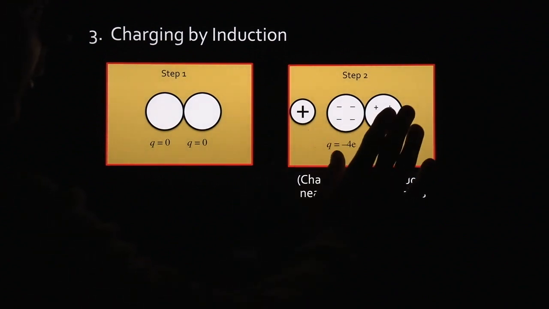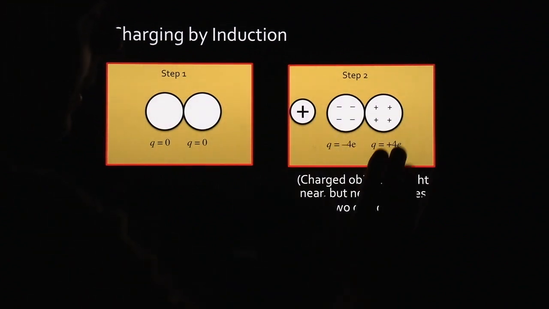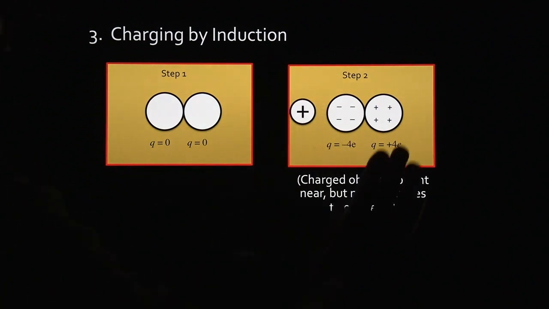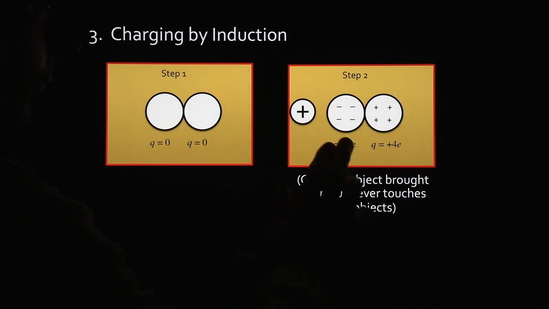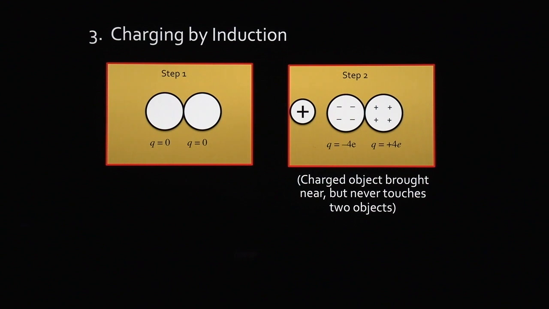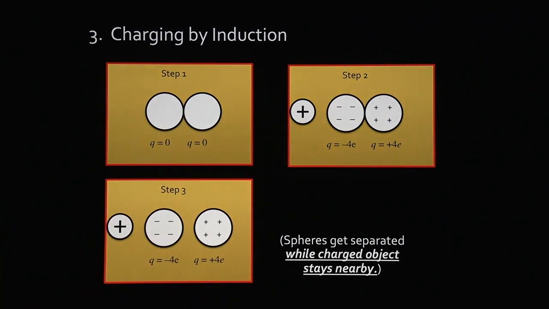And what will happen is some of the electrons from this sphere over here get attracted over because they're attracted to that positive, and they leave 4 protons without partners. So now this has 4 extra electrons. This has 4 protons that lost their electron partners. So the charged object is brought near, but it never touches the 2 objects. That's step 2. Step 3, what happens is the spheres separate.